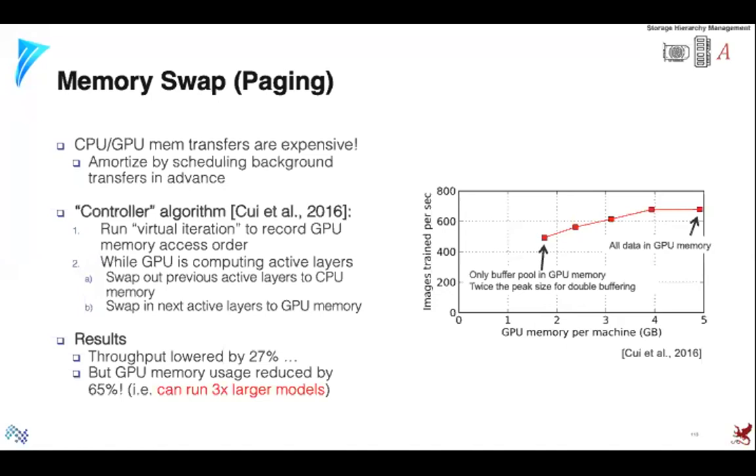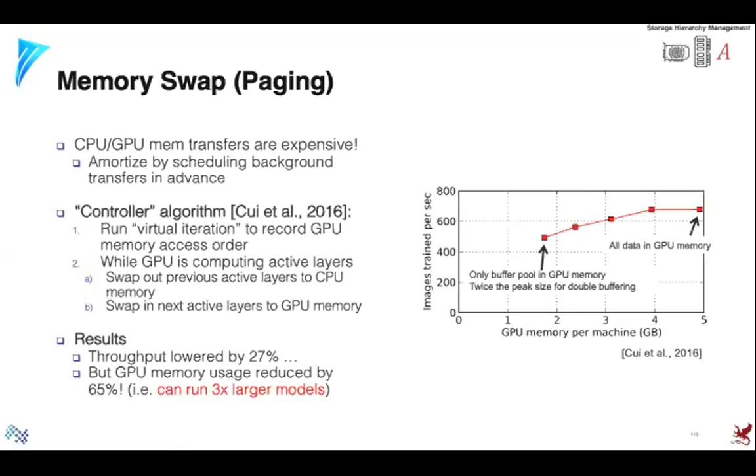So you can do a controller algorithm that runs a virtual iteration to record a so-called trace of the GPU memory access order. For most models, this will always stay the same for every data sample in the mini batch. Usually there's no randomization in the algorithm. And then when the GPU is done computing these active layers, just swap out the previous layers to CPU memory, and swap in the next layers to the GPU memory. The upshot of paging is that you can run models that are about three times larger, although you do take a hit of about 27% in throughput.